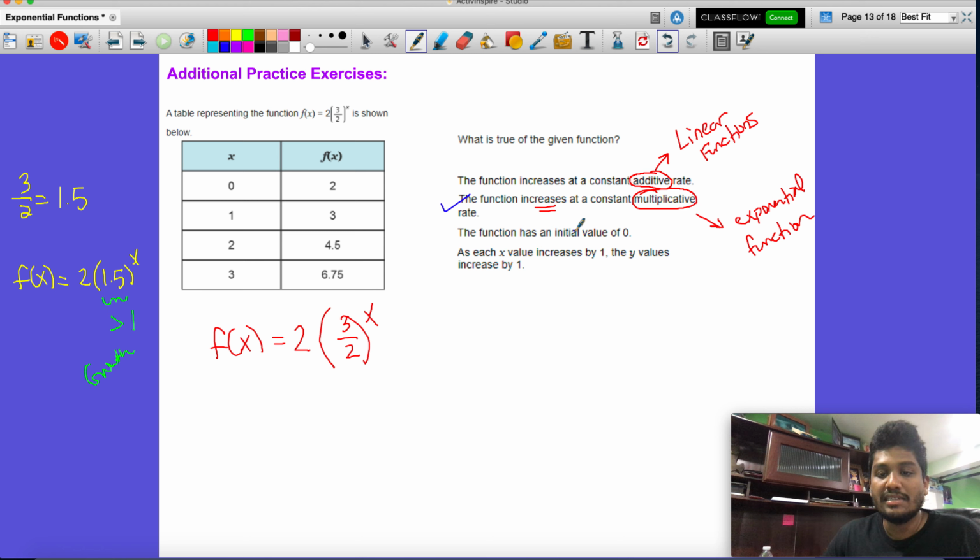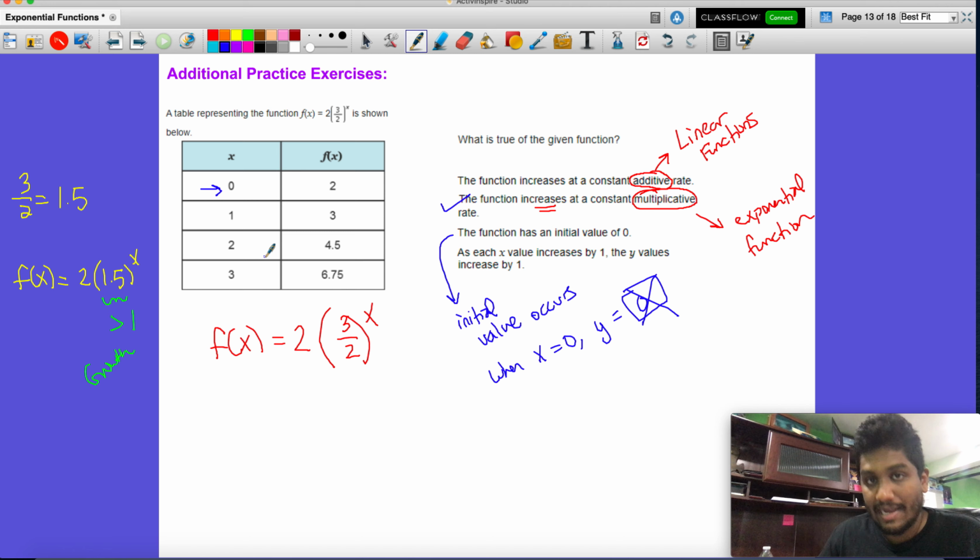The function has an initial value of 0. Okay, the initial value, that's our a value, occurs when x equals 0, y equals something. So they're saying that the initial value is 0. Is that true? Okay, well, let's go to where x is 0. Here's x is equal to 0, y is 2. So this is not true, okay, because the initial value is 2, because it occurs when x is equal to 0. So this is definitely not true.